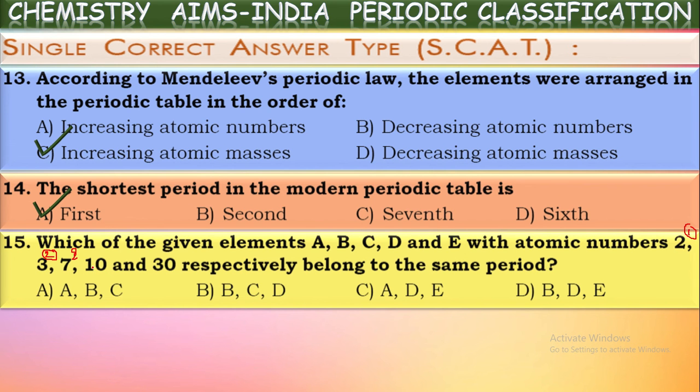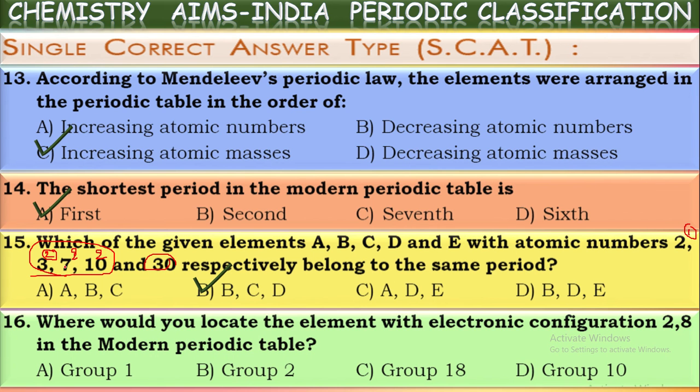What about 10? The 10th element is neon. If you write its configuration, 2, 8 or 1s2, 2s2, 2p6. For this also, the last shell is the second shell, so it belongs to the second period. So 30 will be in the higher periods. Now, which 3 elements are there in the second period? These 3 belong to the same period. According to this, they are the second, third, fourth, that means B, C, D. These 3 elements belong to the second period.